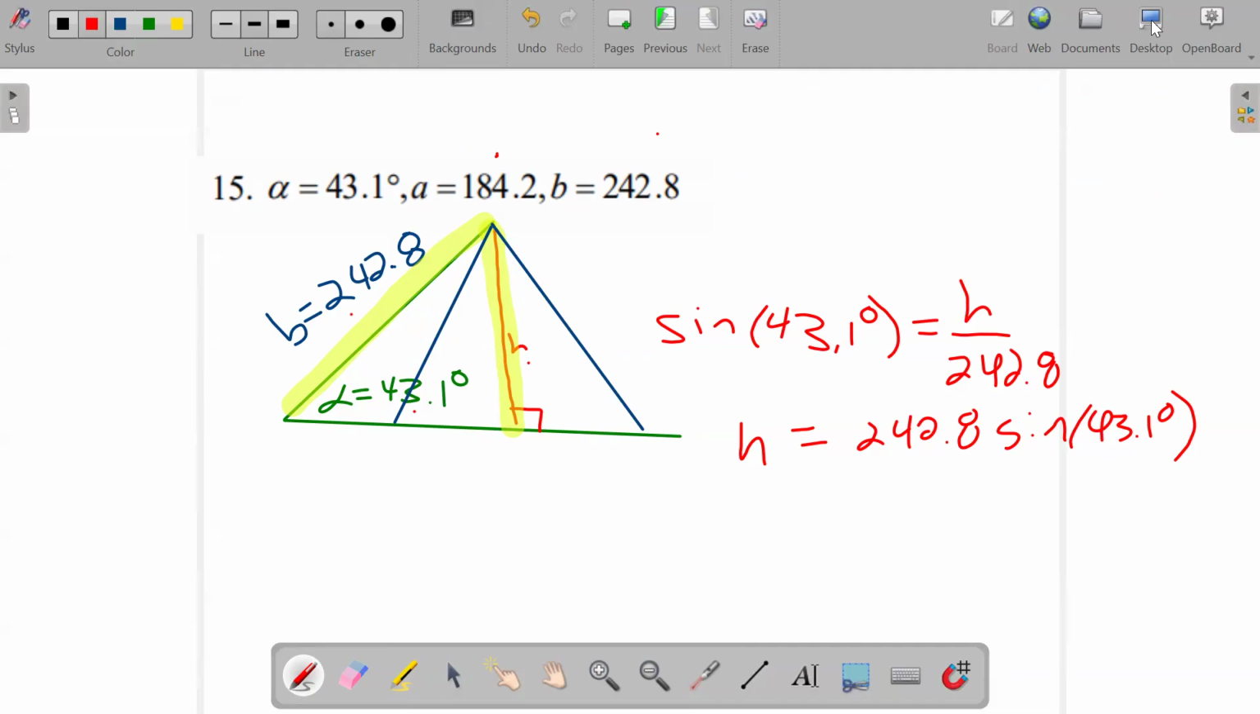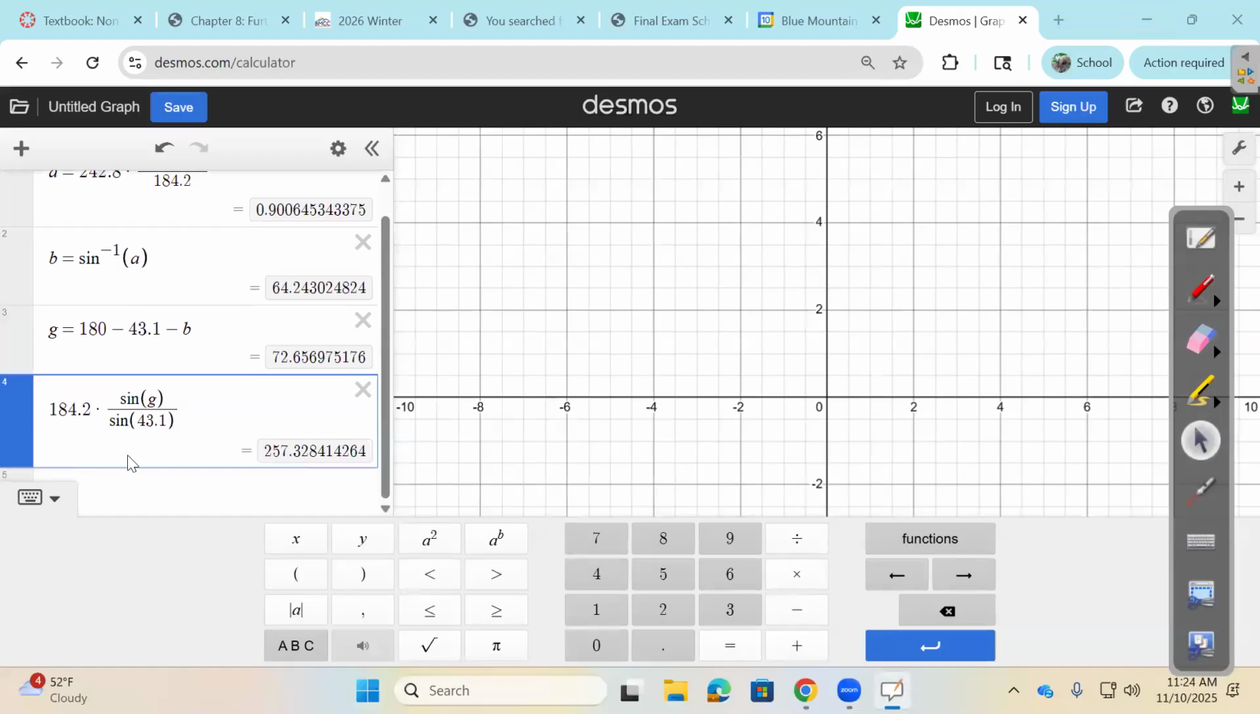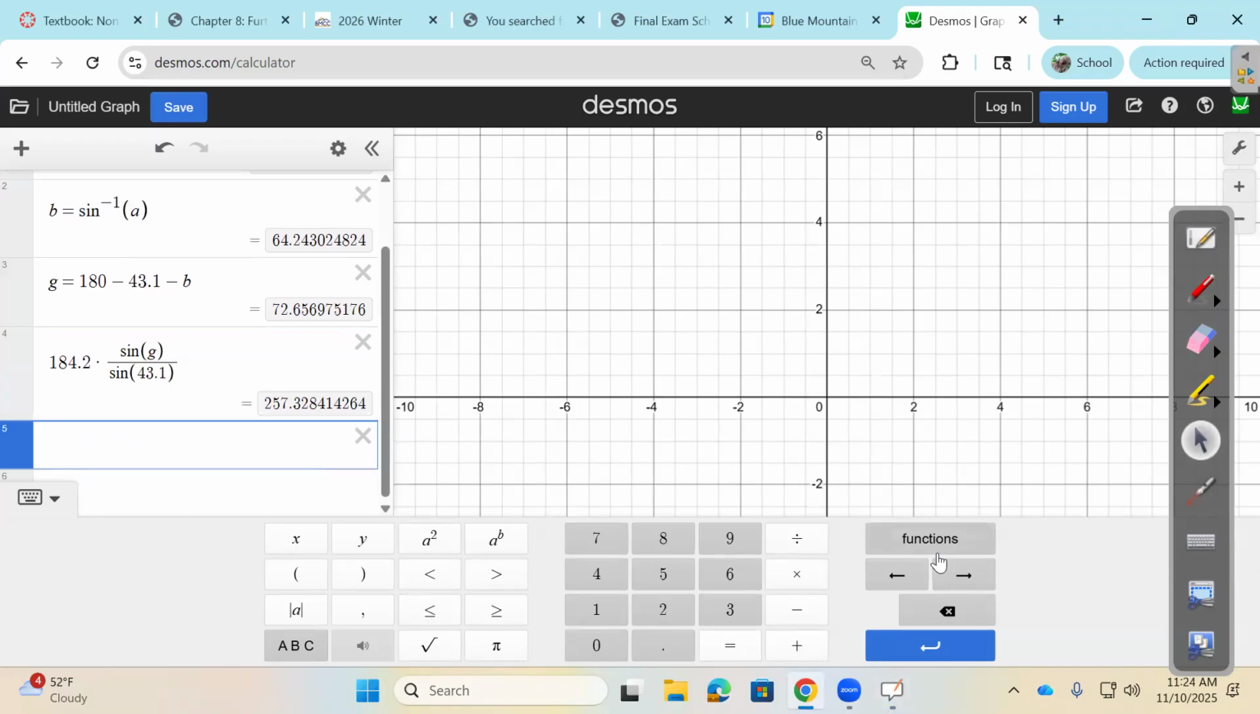All right, calculator. Let's check. What is 242.8 times the sine of 43.1? 165. My other length is longer than 165 and smaller than 242, so that means there are two options for this triangle. Which one did we just find?